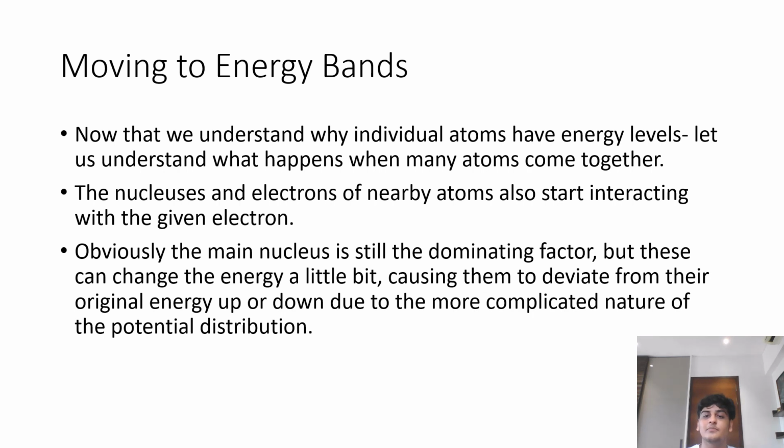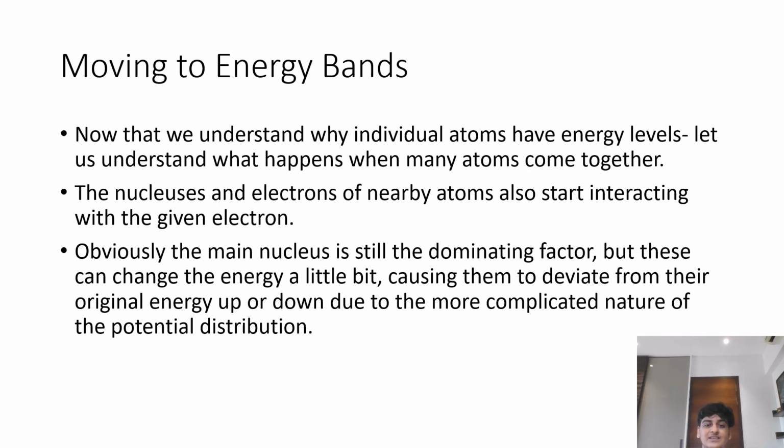What this means is that imagine when you get 10 power 23 such individual atoms with their own energy levels and push them together in a small area, right? This is what we're going to investigate. So what happens in this case is that the nucleus and electrons of even nearby atoms. So imagine if all your atoms are in some form of a crystal, right? So the nucleus and electrons of even the nearby atoms of a given electron start interacting with it.